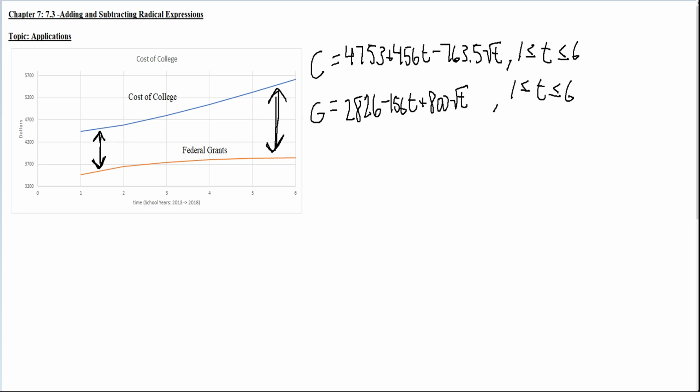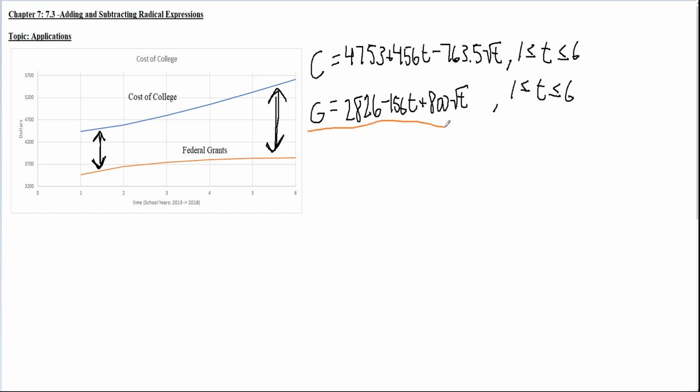So the example here is we're looking at this graph titled the cost of college, okay? The blue line right here is the cost of college, and this orange line right here is the federal grants, okay? Both of those are represented over here. So C being the cost of college and G being the federal grants. Let me go ahead and underline those, just color code them a little, I guess.